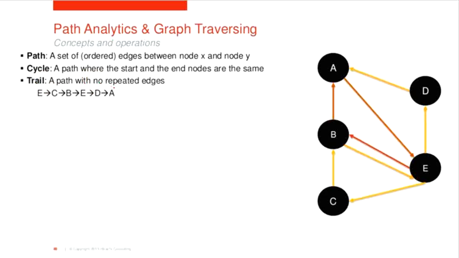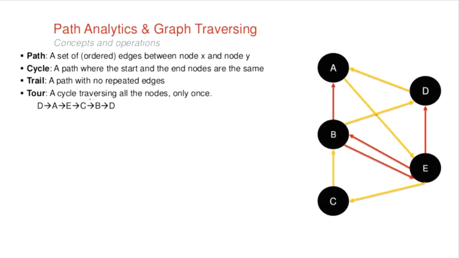Then a trail is a path with no repeated edges. You travel through all of the edges only once. I can redo the nodes. Okay, the nodes are being visited maybe twice, but not the edges. So only one edge or one path was traveled. Okay, a tour is a cycle traversing all nodes only once. Okay, so you can go through all of the nodes, all of the different vertices, but you can travel them only once.